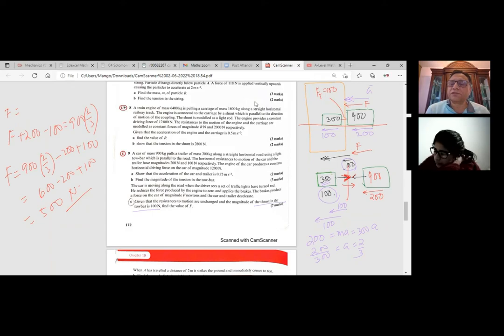See, when you make the system, you have to understand that overall the system is moving forward, correct? Yeah. Why is it moving forward if all the forces are acting backwards?